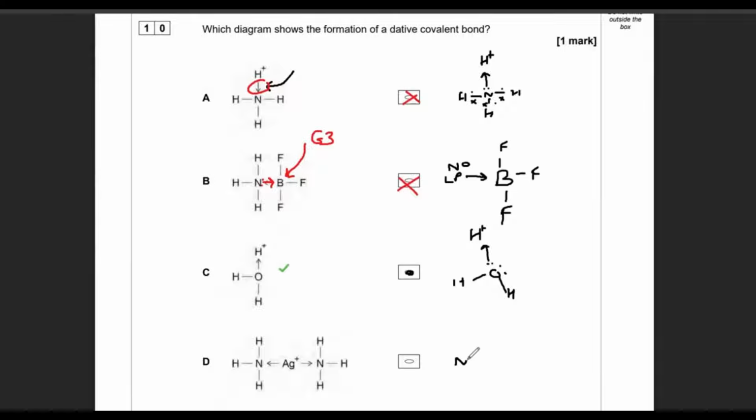And if we look at the bottom one, we can see what the issue is here. The silver ion does not have the electrons to donate to these 2 ammonia molecules. In fact, it would be the other way around. It would be the lone pairs from the ammonia molecule that would form a dative covalent bond with the silver ion. It wouldn't be the other way around. So the arrows, once again, are in the wrong direction on D.